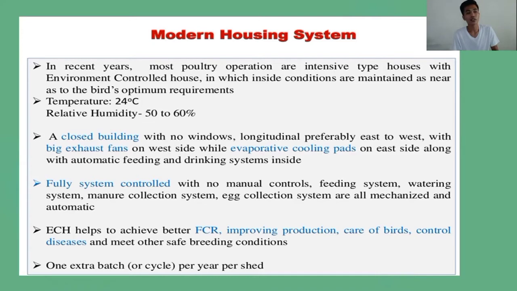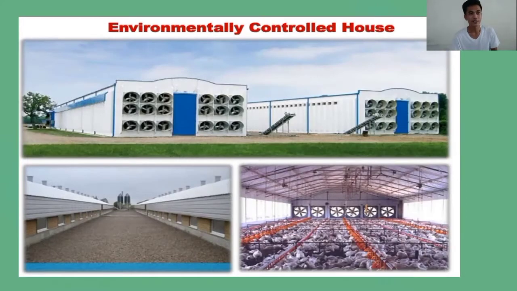Environmental Control House, or ECH, helps to achieve better FCR or feed conversion ratio, improving production, care of birds, control of diseases, and meeting other safe breeding conditions. One extra batch or cycle per year per shed. You can see in the illustration the different types of environmentally controlled houses.